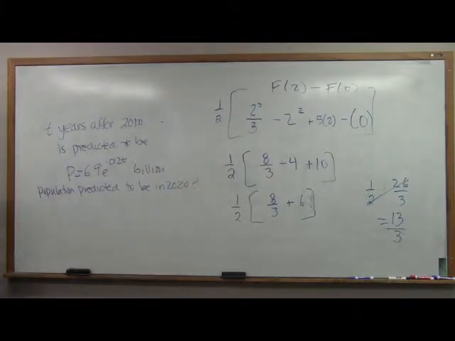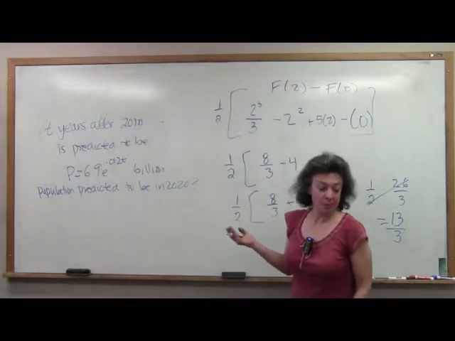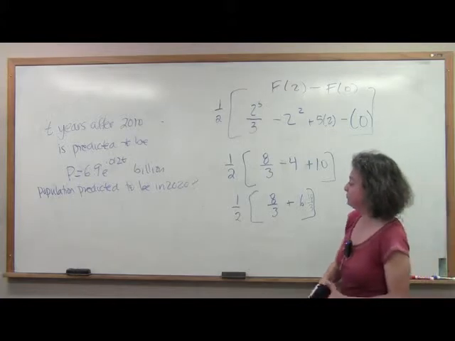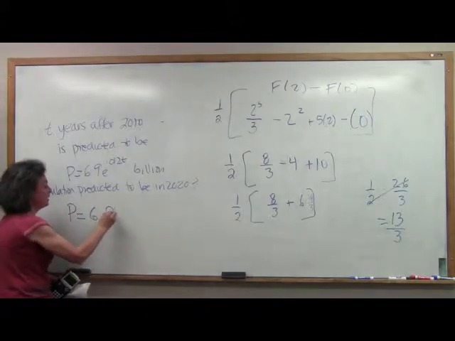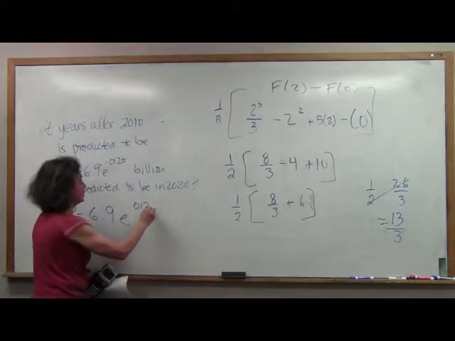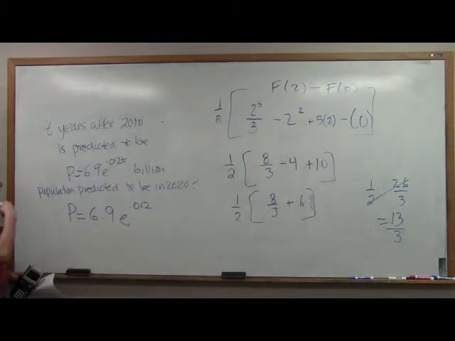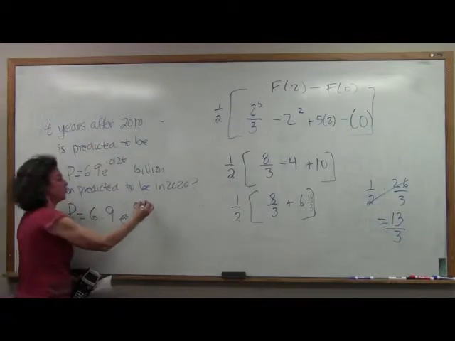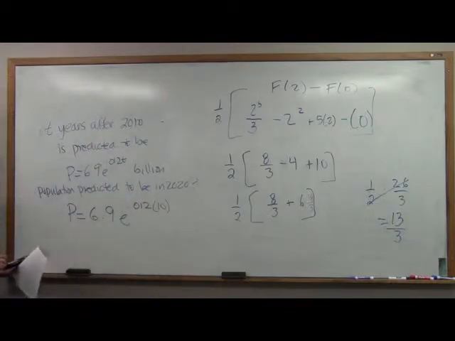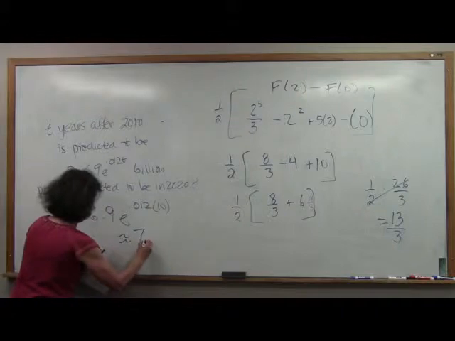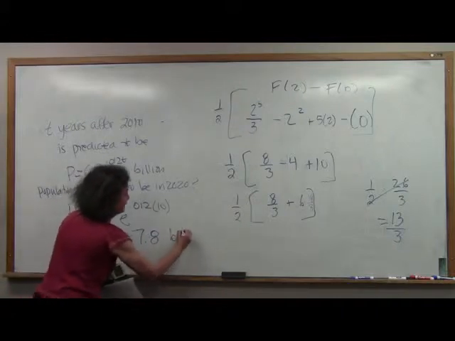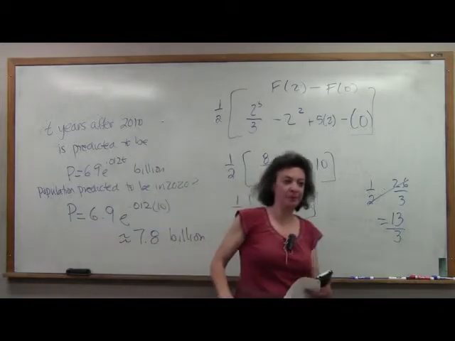Well, notice I'm not asking for any average. I just want to know what the predicted population in the year 2020 is going to be. That's just a matter of plugging that into our function. So we want to know the population, 6.9 e to the 0.012. And what do we plug in for t? Well, notice t is the number of years after 2010, and so t is equal to 10 here. So if we compute that, what we get is about 7.8 billion people. That is a lot of people.